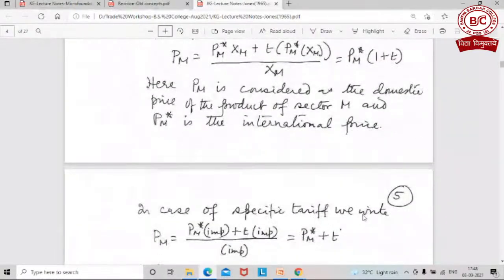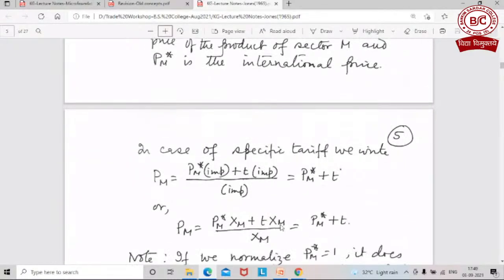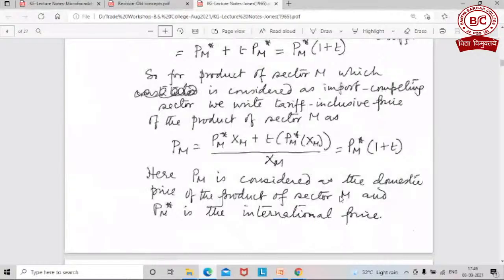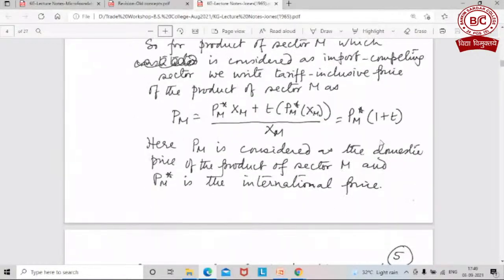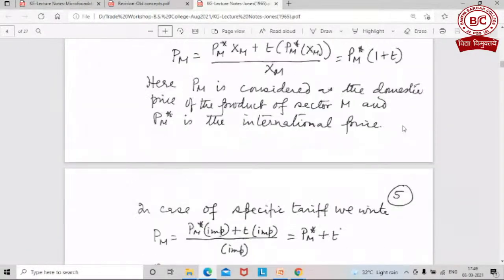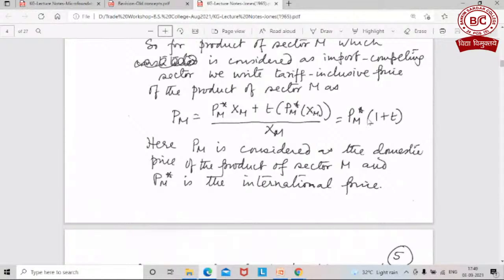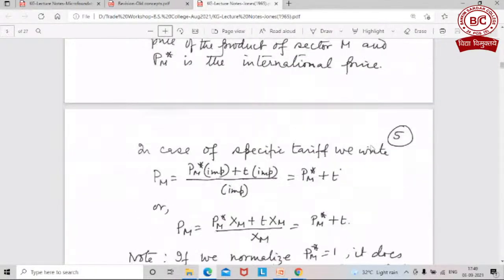On the other hand, if the tax is imposed not as ad valorem but as specific on the commodity itself, not on value, then it should be T times IMP, not T times PM star into IMP. In that case, cancel out IMP or XM, and it becomes PM star plus T. This is the difference between a specific tariff and an ad valorem tariff. We shall use the ad valorem tariff, which gives PM star into 1 plus T, whereas the specific tariff gives PM star plus T. However, if PM star is equal to 1, then it doesn't matter whether it's ad valorem or specific, because it becomes 1 plus T. Is it okay?